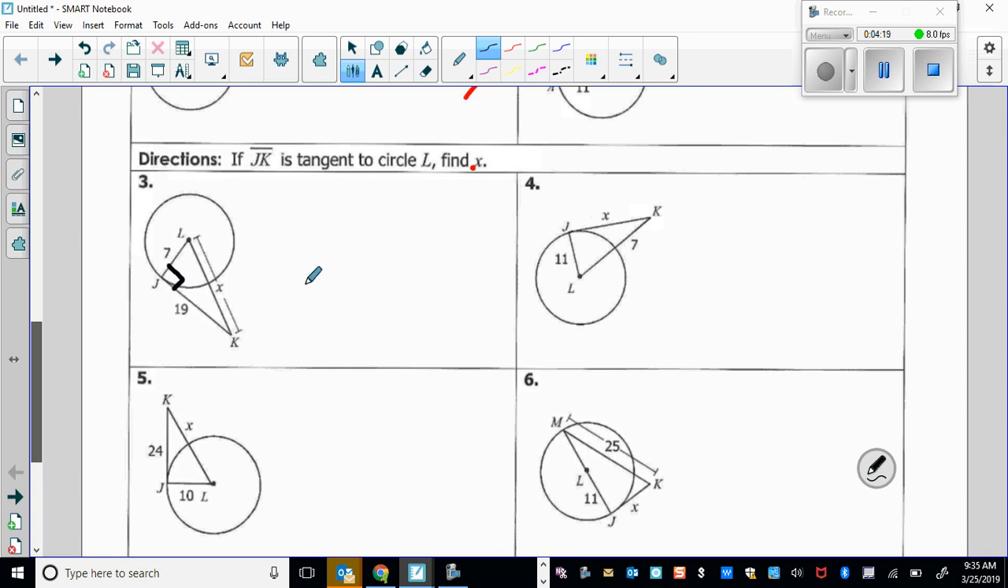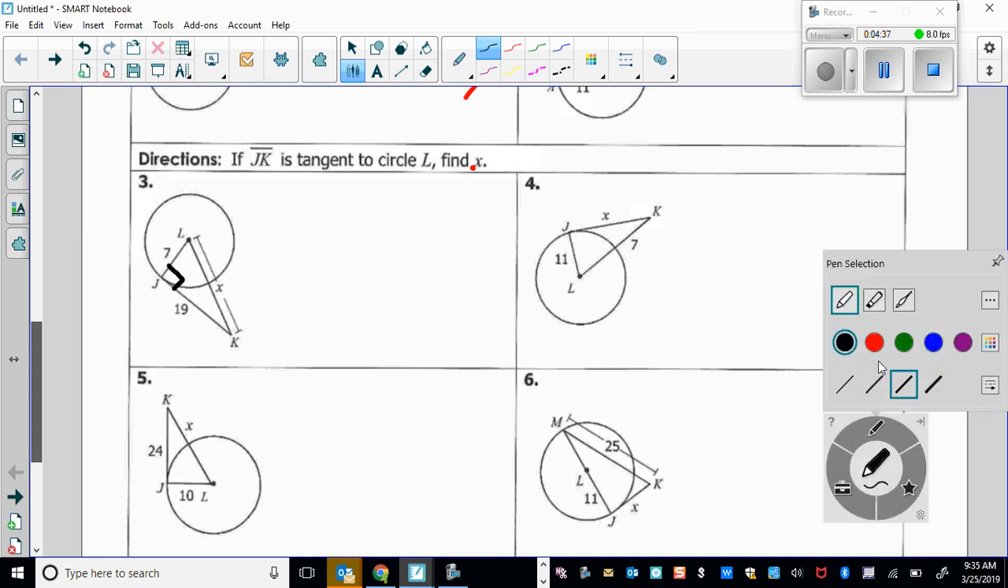So that's going to be 90-degree, and that's what I want to check. In this case, it says if JK is tangent to circle F, find X. If that's the 90-degree angle, then I can still use a squared plus b squared equals c squared, so I can use 7 squared.